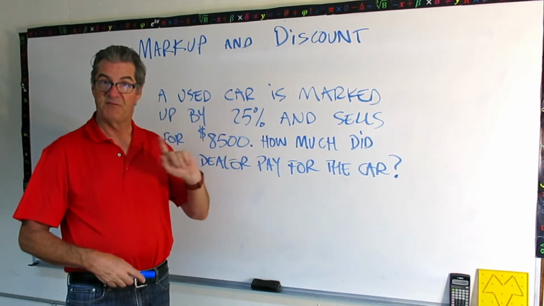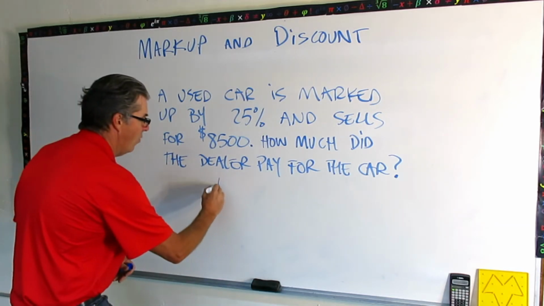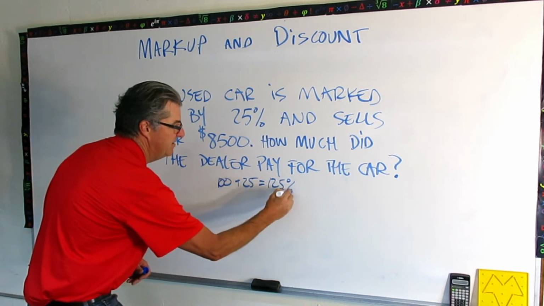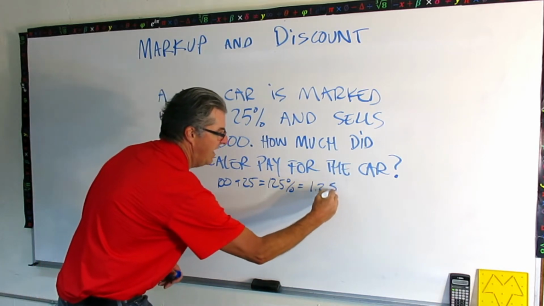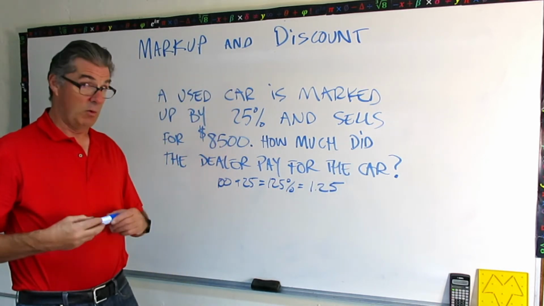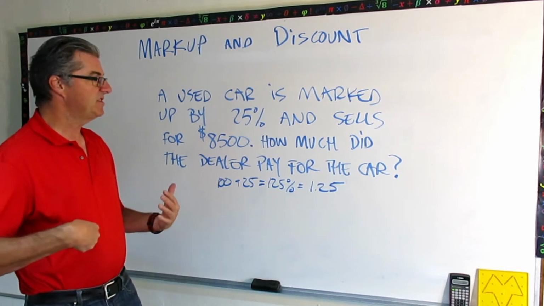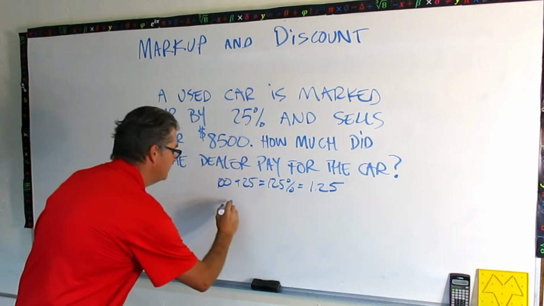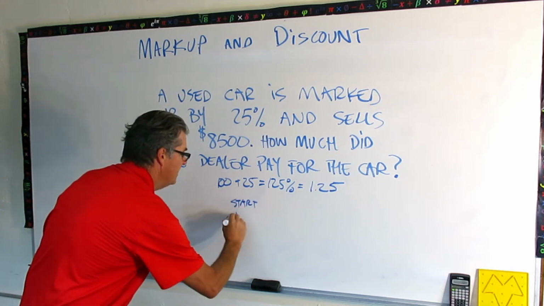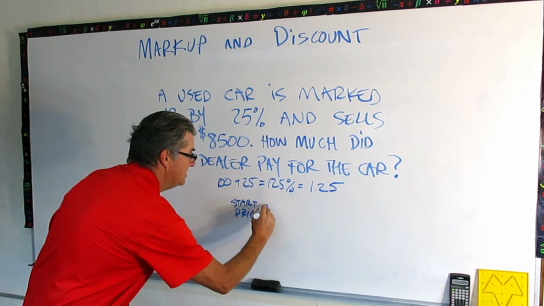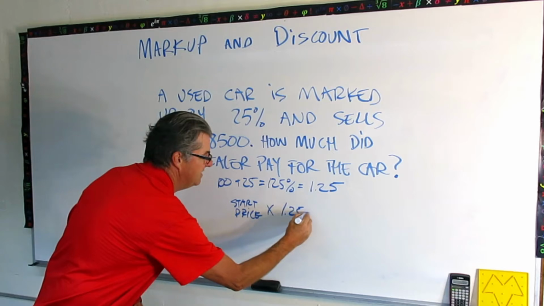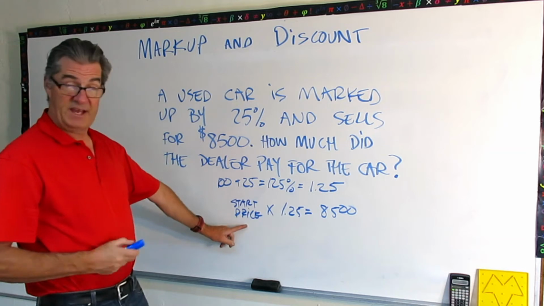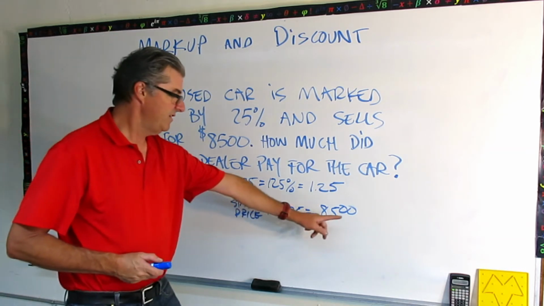So our first step here is find our multiplier. So our multiplier is going to be 100 plus 25%. It's 125%, which is 1.25. So that's our multiplier. Now what we do is we just write our equation, but this time instead of the unknown being the final price, the unknown is the starting price. So we could write it this way. Start price times 1.25 equals 8,500. So this is what we did. They paid some price for it, they multiplied that by 1.25, and they sold it for 8,500.